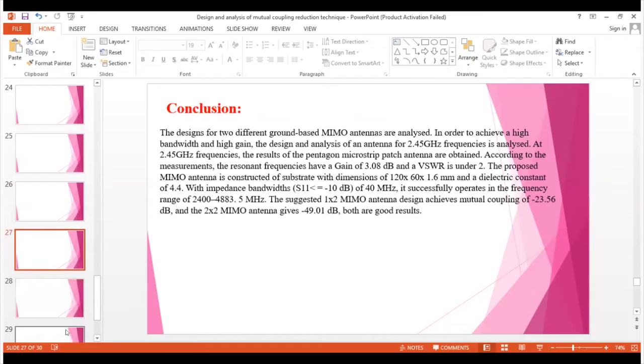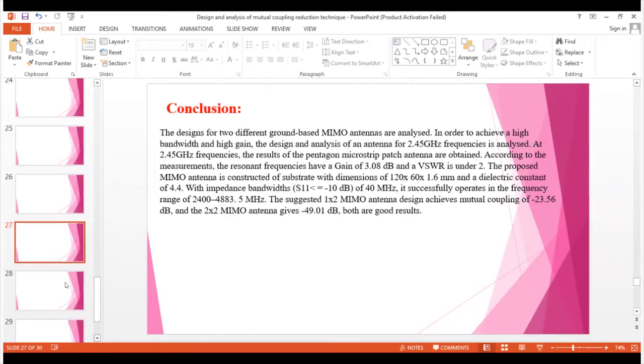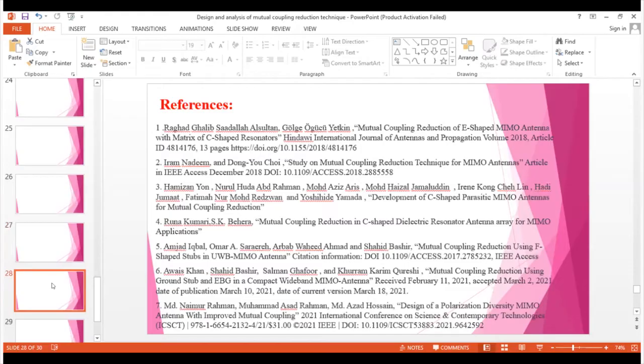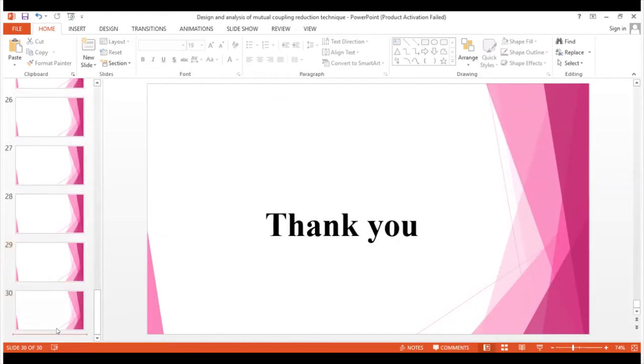Conclusion: for 2.4 gigahertz, the reflection coefficient can be minus 10 dB, and the VSWR is below 2, with a 16 by 60 patch antenna. We can use this design for a 2:2 MIMO antenna, with minus 49.01 dB for the common stub and 49.80 for the stub. These are the references. Thank you.